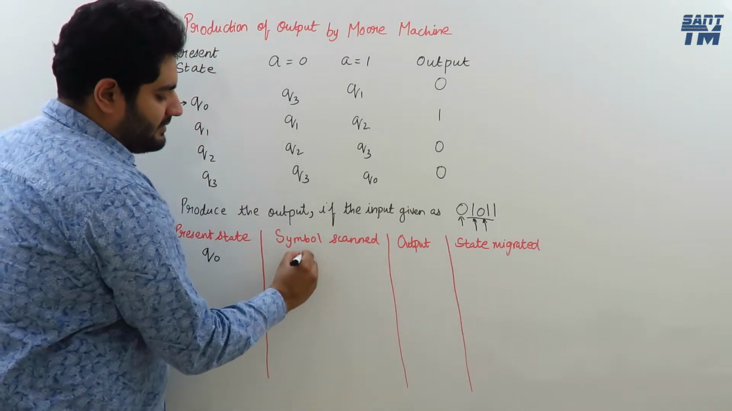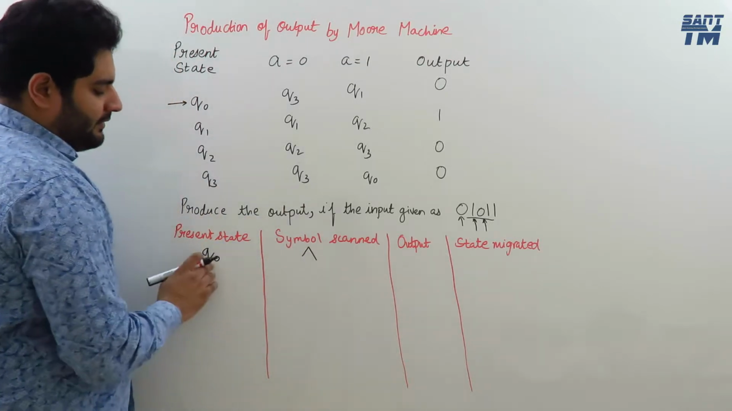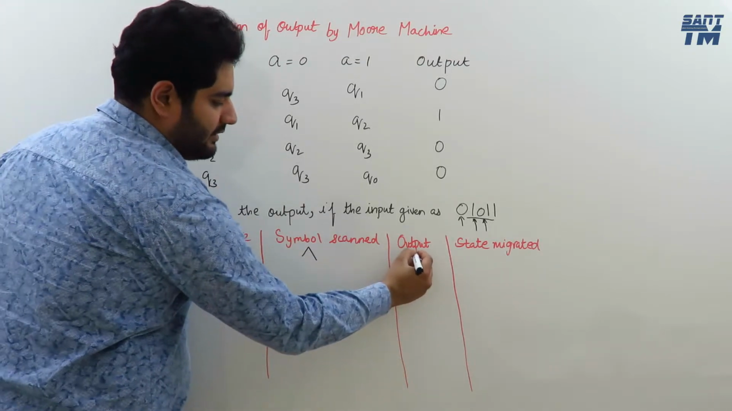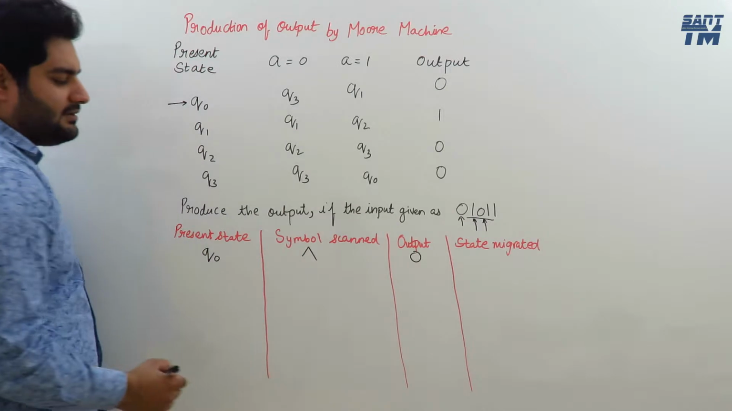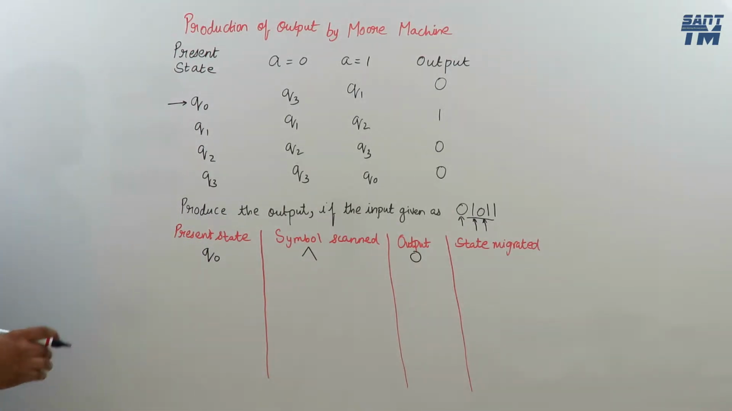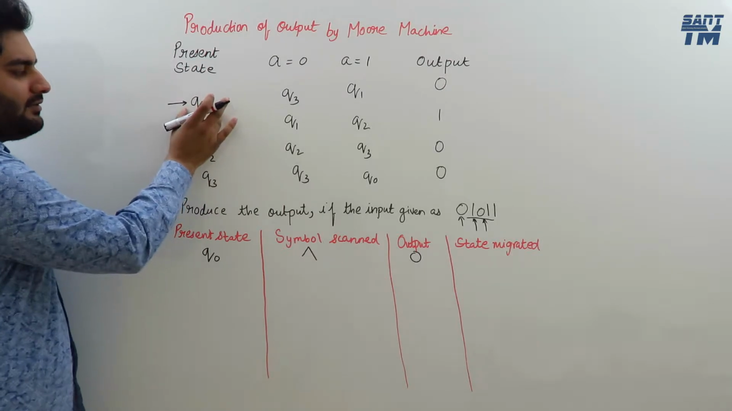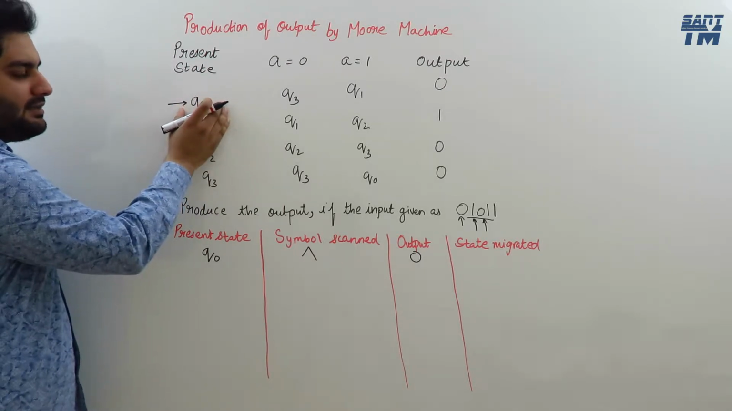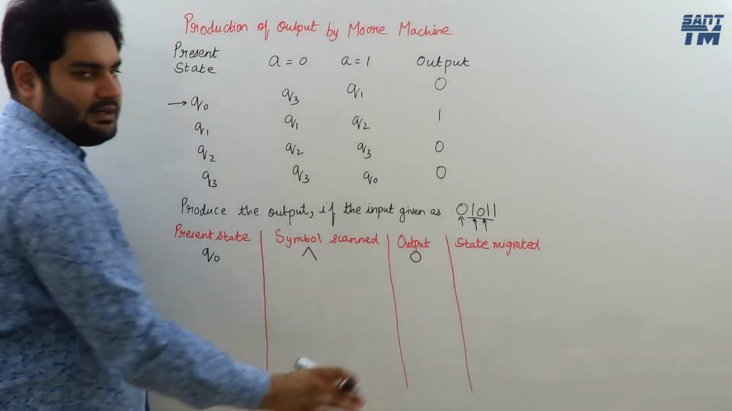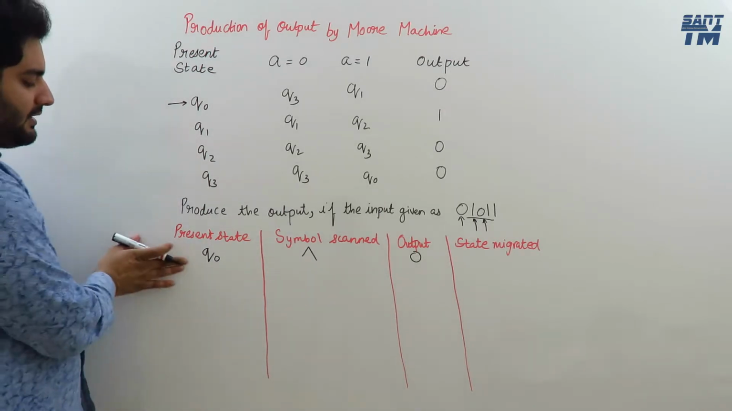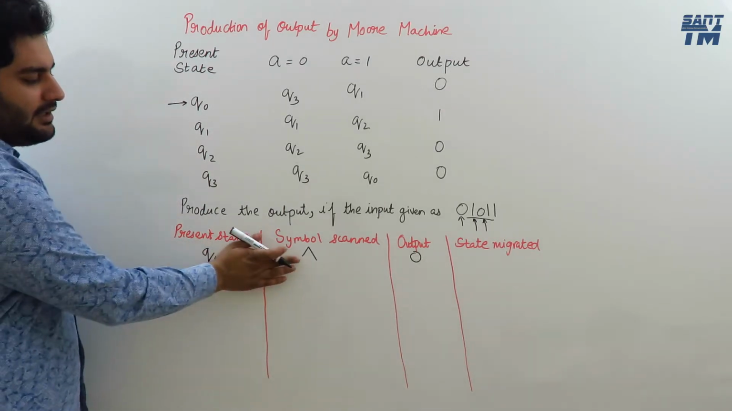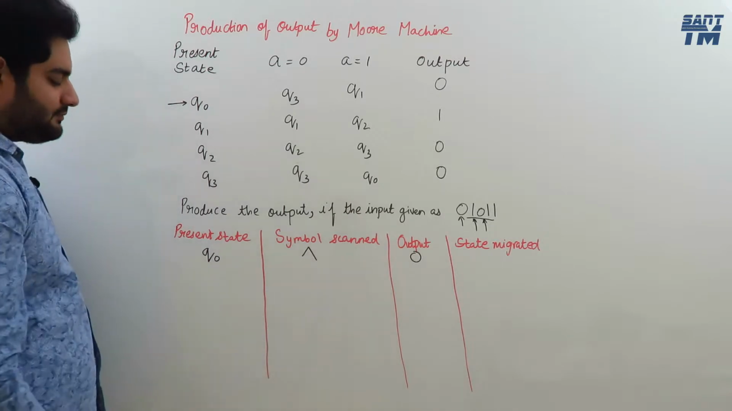We have not yet given the input. Then no symbol will be scanned, that is a null move. Q naught on null will give the output 0. This is the property of a Moore machine, that whenever you switch on the machine, we consider the initial state, and at the initial state the output will always be 0. We always have to include this null move and the output 0.